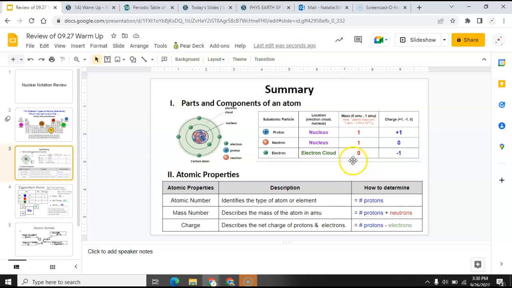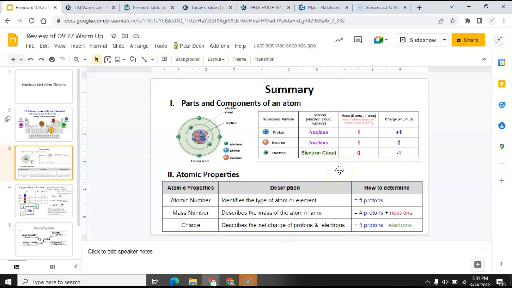In addition to their location, we learned a couple of other characteristics of protons, neutrons, and electrons. We learned that protons have a mass of 1 and a charge of +1. Neutrons have a mass of 1 but no charge, and electrons have no mass but a -1 charge.